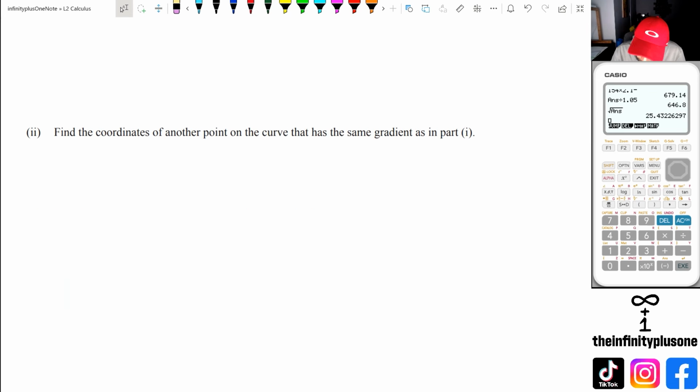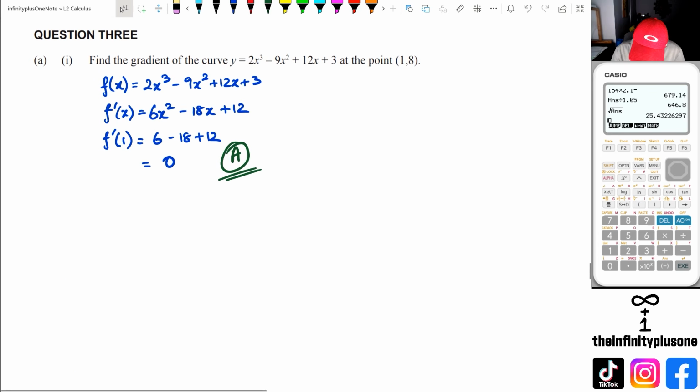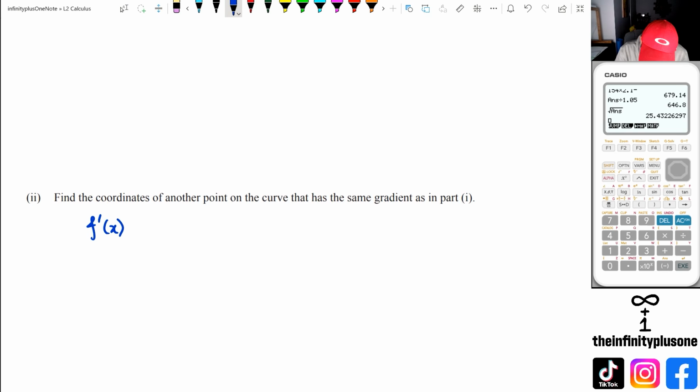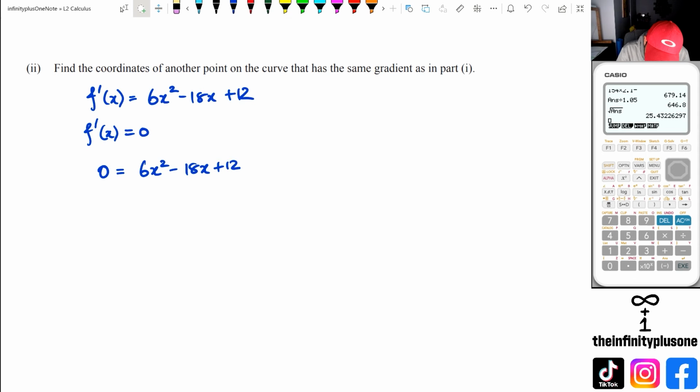Find the coordinates of another point on the curve that has the same gradient as in part 1. So we've got to find another coordinate of the point. We know that our gradient function is 6x squared minus 18x plus 12, and the gradient was equal to 0. So now we're trying to figure out another point.